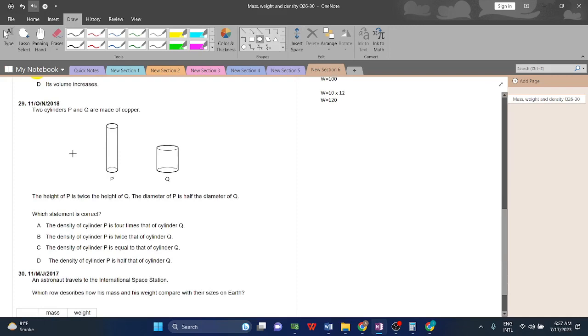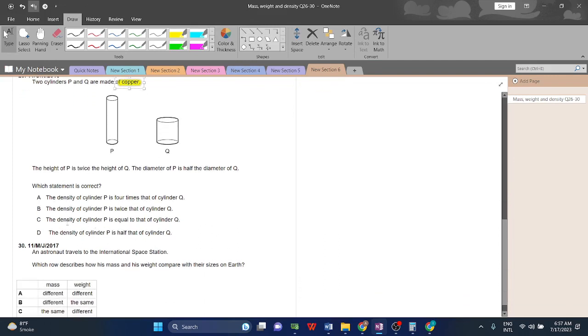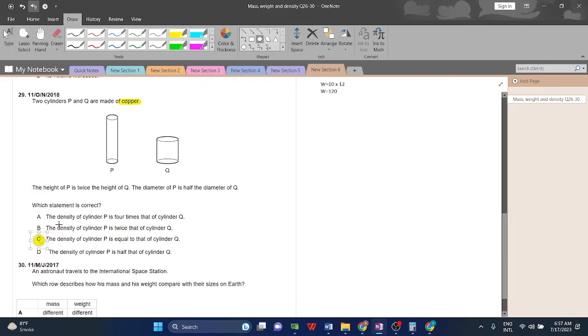Question 29. Two cylinders P and Q are made of copper. The height of P is twice the height of Q. The diameter of P is half the diameter of Q. Which statement is correct? The density of cylinder P is 4 times. Density में कोई डिफरेंस नहीं आएगा क्योंकि it's made of the same material और हमें कोई compression का variable भी नहीं दिया हुआ, right? So the density of P is equal to the density of Q. So C is the right answer.